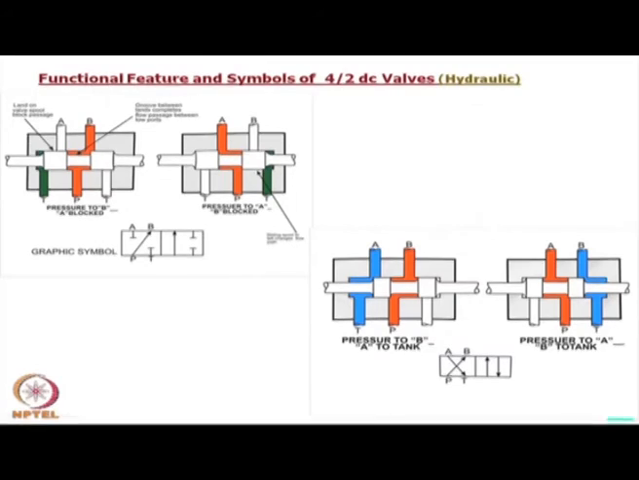Now, functional features and symbols of a 4/2 DC valve. As you look at these two figures, they look alike, but if you look at the symbols, they are different. If you study a little, in this case the oil is going directly to B, and then this is stopped and this is stopped, whereas when oil is going to the A side, then these two are stopped. In this case, while oil is going to B, A is still open to tank, and it is vice versa.